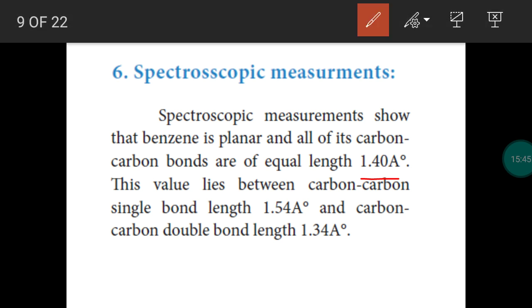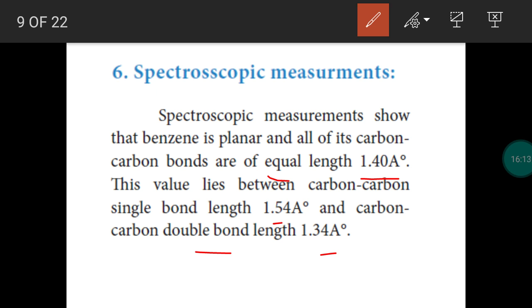Okay, so in benzene all the covalent bonds are equal, so it has equal bond length, 1.40 angstrom. If you take alkanes, only single bonds are present, bond length 1.54 angstrom. If you take alkenes, along with a single bond, a double bond is also present, bond length 1.34. Why do we get equal bond length for all the covalent bonds?